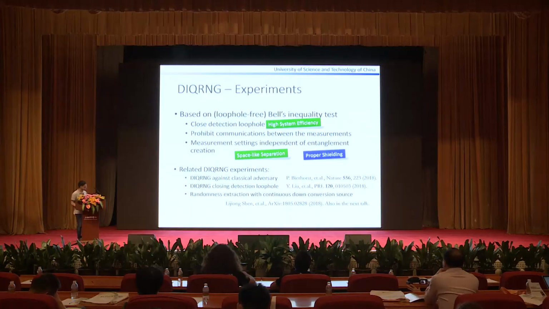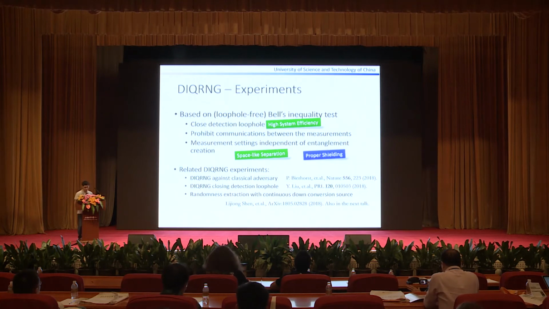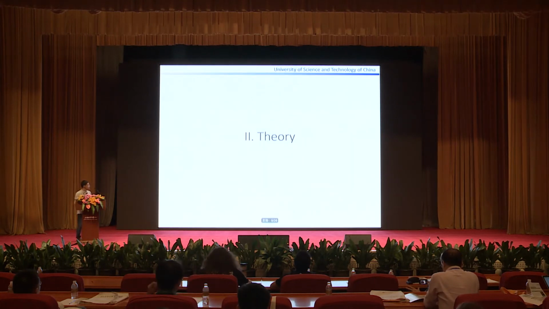Recently, there have been a few experiments on QRNG. One experiment was based on a loophole-free Bell inequality test this year against a classical adversary, and we did another experiment last year closing just the detection loophole, and now we are working on closing both loopholes. And very recently, we saw an article reporting randomness extraction with a continuous down-conversion source, and I think this is the next talk. So I will review the theory very briefly since I'm working on experiment.